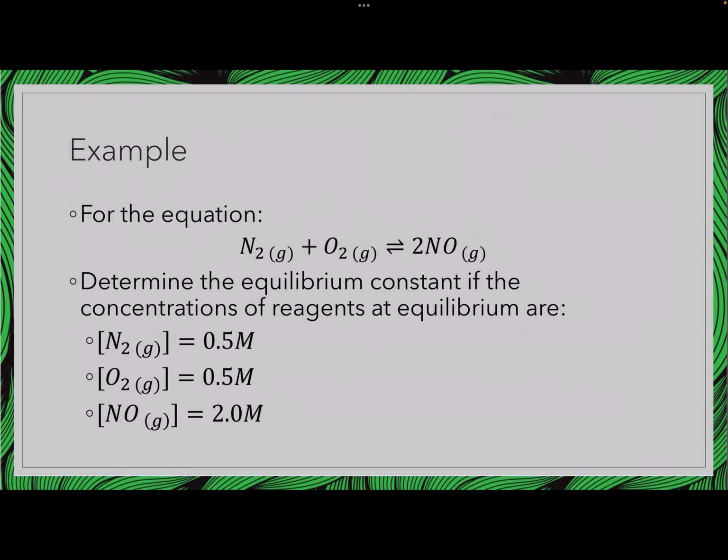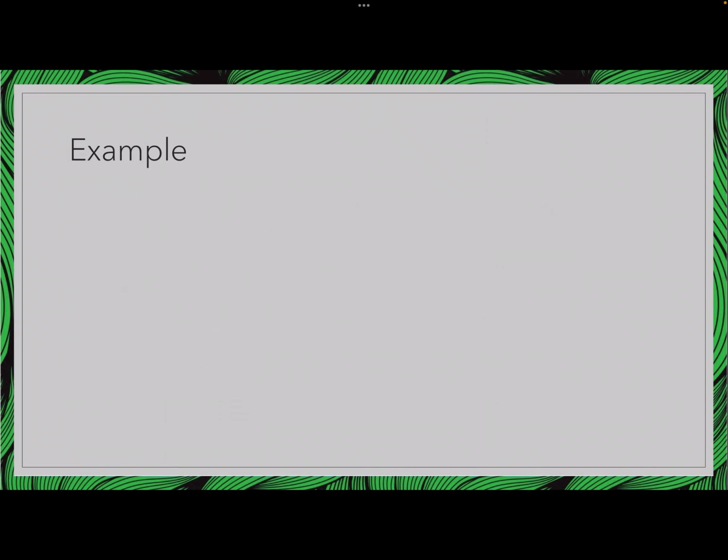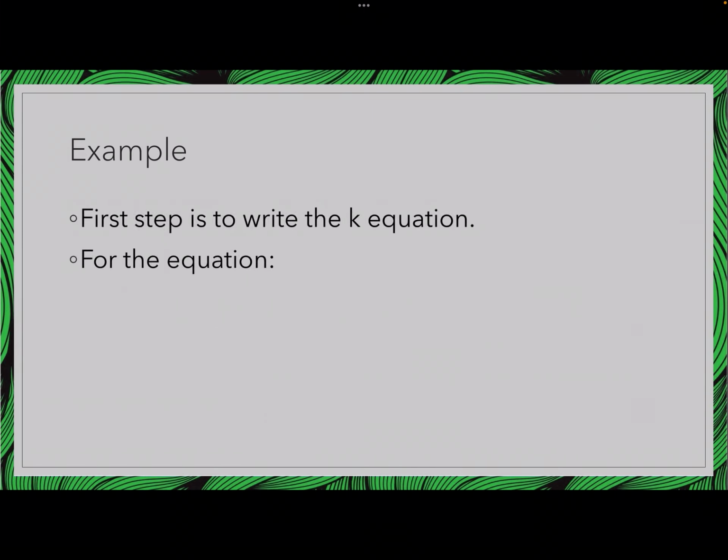So here's an example straight off the bat. For the equation N2 plus O2 is in equilibrium with 2NO, determine the equilibrium constant if the concentrations of reagents at equilibrium are: nitrogen 0.5 moles per liter, oxygen 0.5 moles per liter, and nitrogen oxide 2 moles per liter. The very first thing that we have to do is find the K_eq equation, our K expression. Products over reactants equals K.